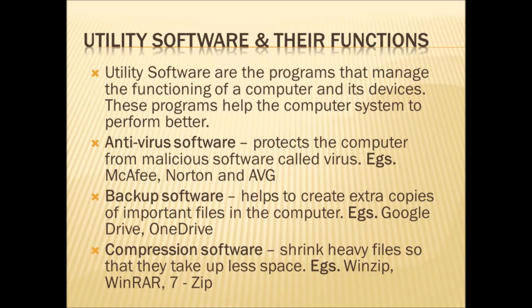The function of the utility software is to perform the task in a better way. These are some of the utility software. They are antivirus software, backup software, and compression software. First one is antivirus software. It protects the computer from the harmful, malicious software called virus. For example, the antivirus software are McAfee, Norton, and AVG. These are the antivirus software for our computer.